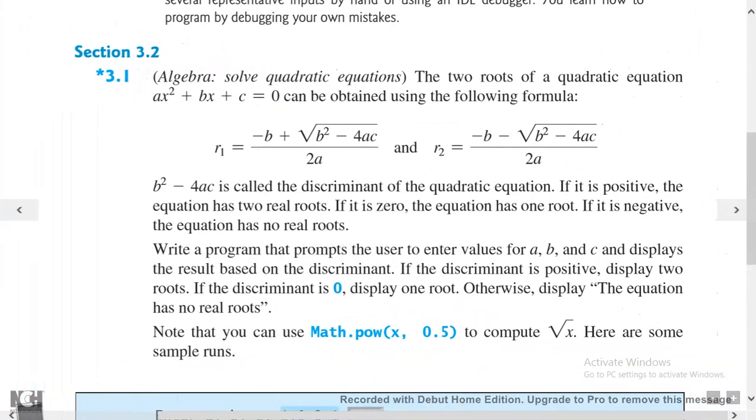Okay, to start with, I will simply read the question through and then later on go to the solution. So it's an algebra problem. We're basically solving quadratic equations. The two roots of a quadratic equation, ax squared plus bx plus c equals 0, can be obtained using the following formula. Okay, they told us that.